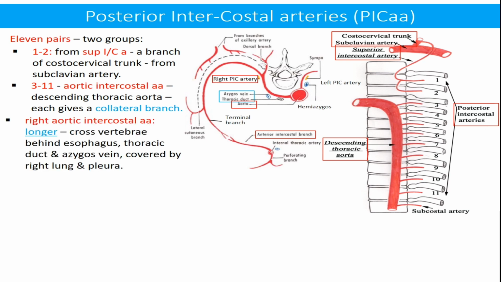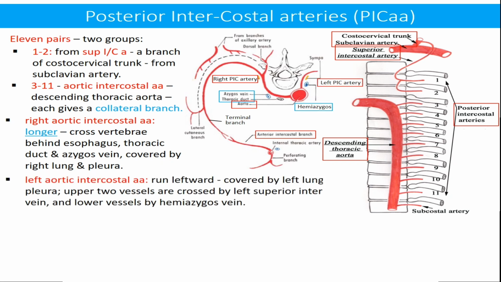Right aortic intercostal arteries are longer because of the position of the descending thoracic aorta. They cross vertebrae behind esophagus, thoracic duct and azygous vein, which are covered by right lung and pleura. Left aortic intercostal arteries run leftward. They are covered by left lung and pleura. Upper two vessels are crossed by left superior intercostal vein and lower vessels are crossed by hemiazygous vein.